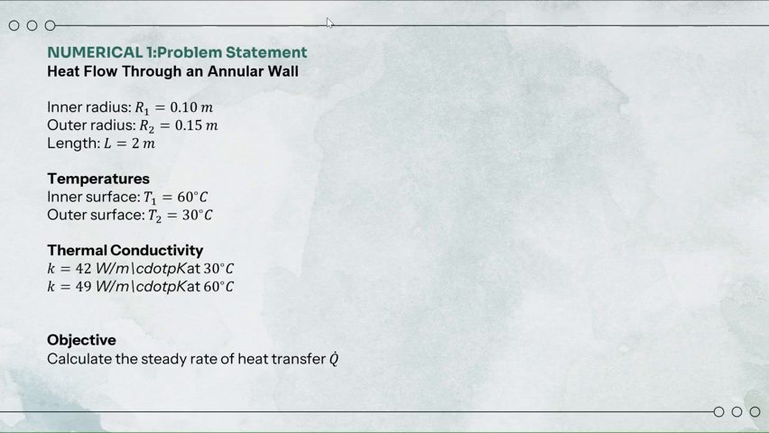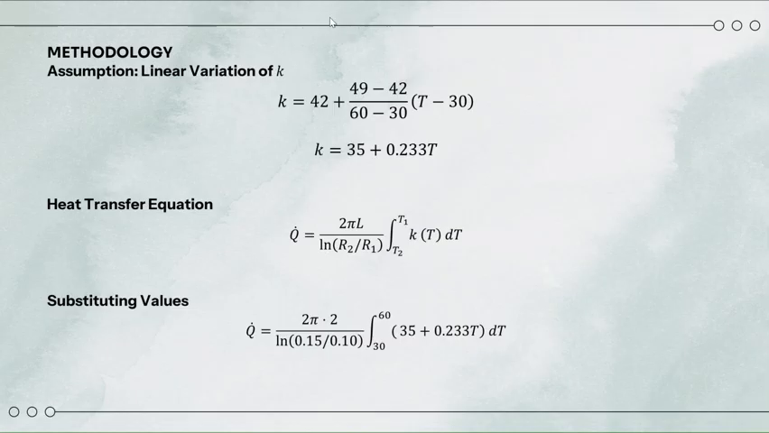Now moving on to numericals, we have a numerical where we have been given inner radius and outer radius, the temperature of inner and outer surfaces, and thermal conductivity, which varies with temperature. So we cannot assume it constant. And our objective is to calculate the steady rate of heat transfer. The approach we would follow here is simple. Since the thermal conductivity varies with temperature, we will not assume it to be constant. Instead, we will express K as a function of temperature and integrate. This gives a more accurate heat transfer.